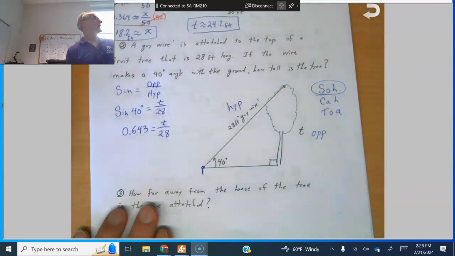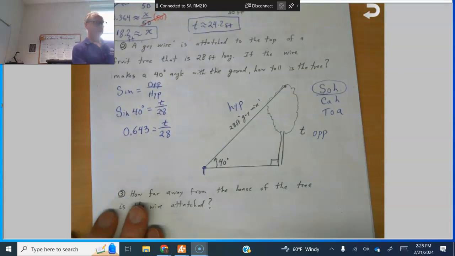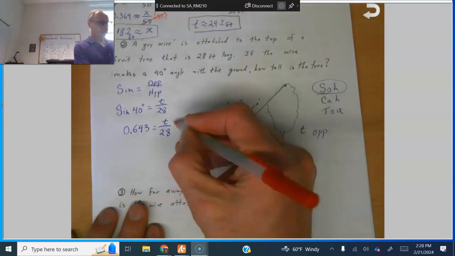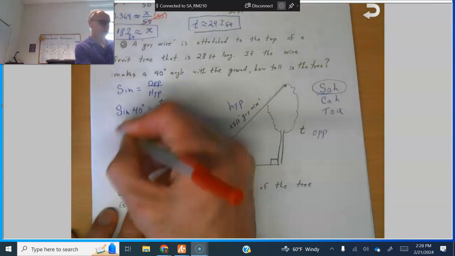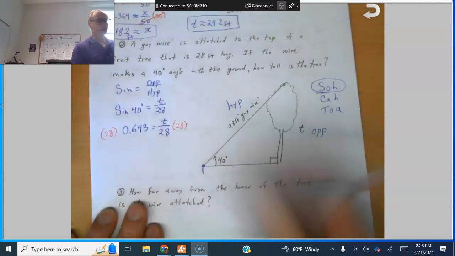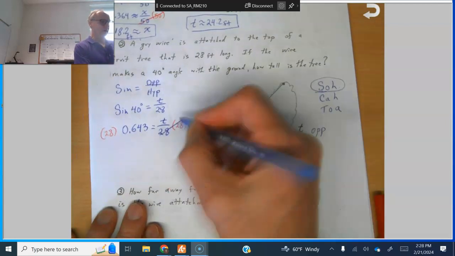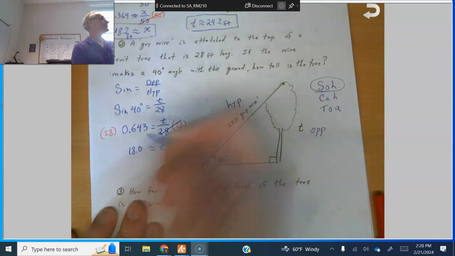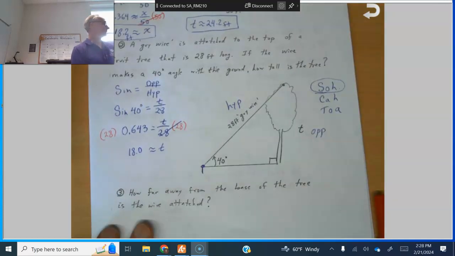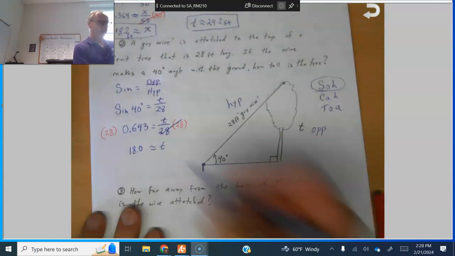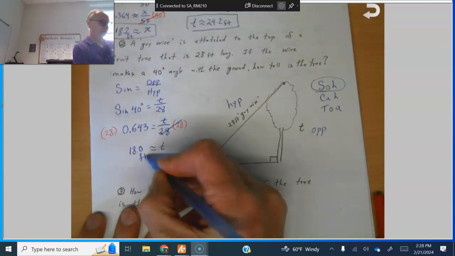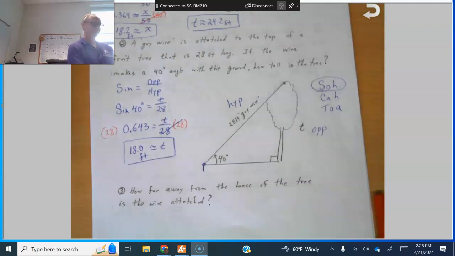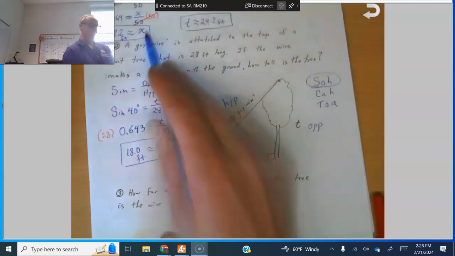And how are you going to solve that? Multiply by 28 on both sides. And you get almost exactly 18 feet, right? I think it's 18.0 even if you round it, isn't it? Yeah, there's a bunch of zeros there. Feet, again. I did not mean for these to be so close to one another because I was thinking of this, not this. Anyway.